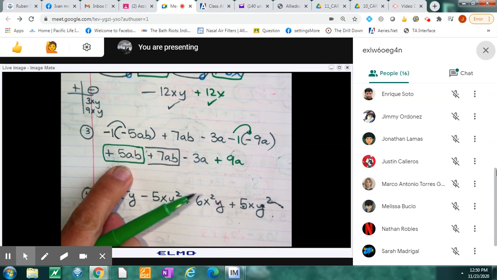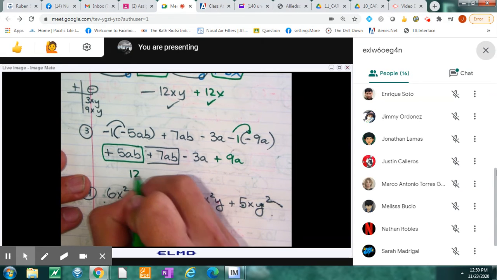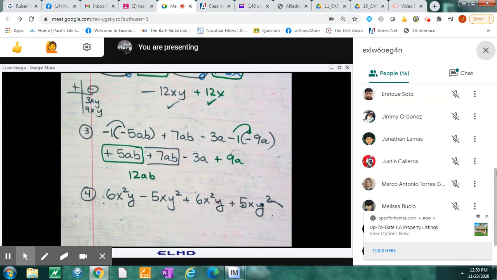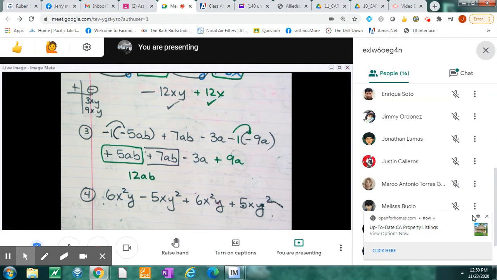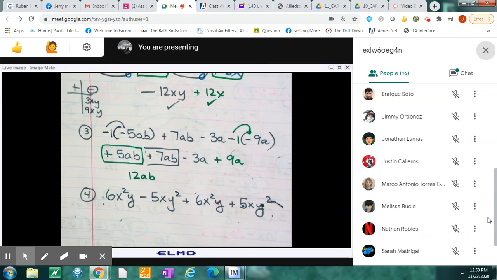So 5AB plus 7AB gives you how many ABs? 8, 9, 10, 11, 12 ABs, right? So that means 12 times A times B. That's what it means. 12 times A times B. But mister, it doesn't have the parentheses. Yeah, but in math, that's what it means. When you have a variable next to a coefficient, it automatically means multiplication.